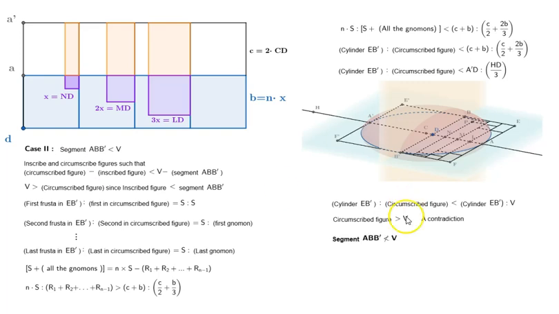So which means segment ABB prime is not less than V. Means segment ABB prime is equal to V, since segment ABB prime is neither less than V nor greater than V. So we have proved what the proposition is talking of.